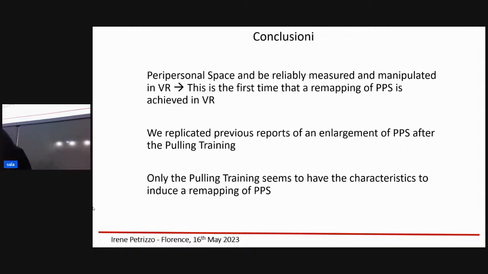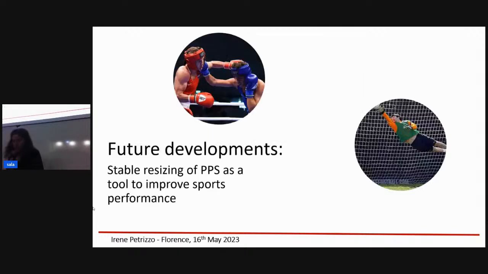And possible uses for this peripersonal space reshaping can be, for example, to improve sports performance, because if you can induce a stable enlargement of the peripersonal space, this means that you improve your reaction times in a bigger area surrounding your body, and this can then improve sports performance.